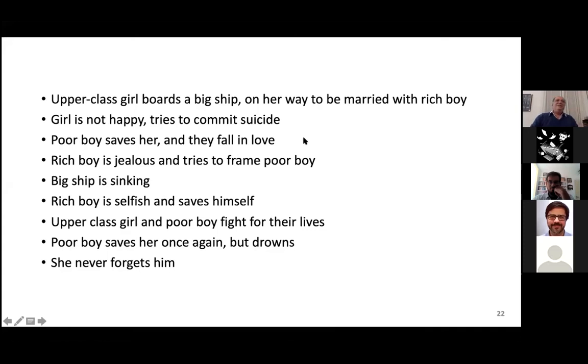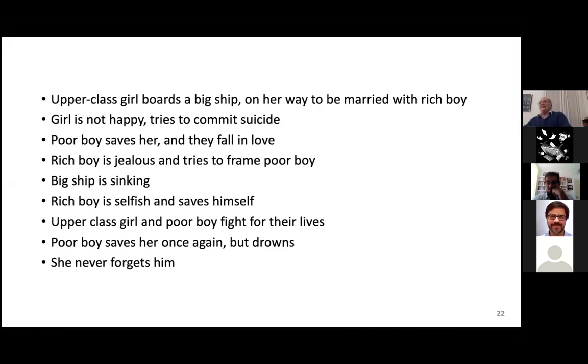But then she boarded the ship and she was not happy. Okay, negative. And she decided to commit suicide. When she was trying to commit suicide, a poor boy saved her. Okay, that's the positive thing. And they fell in love. Everything was good. Everything was wonderful.